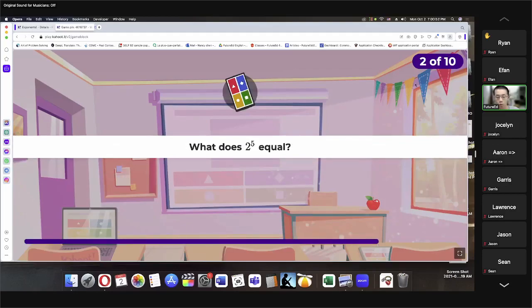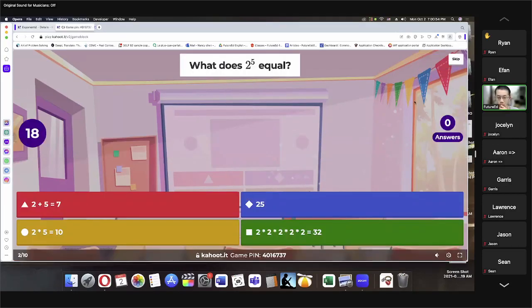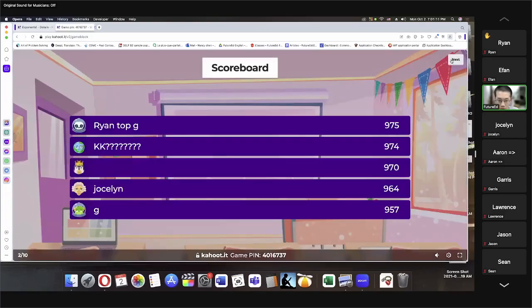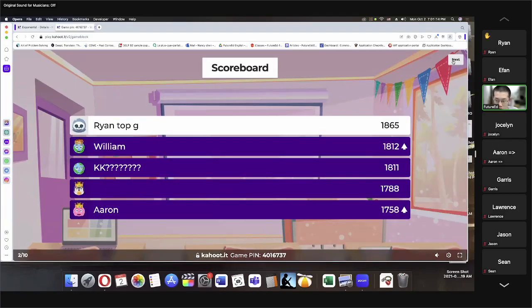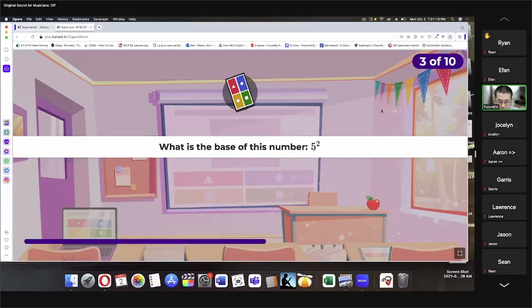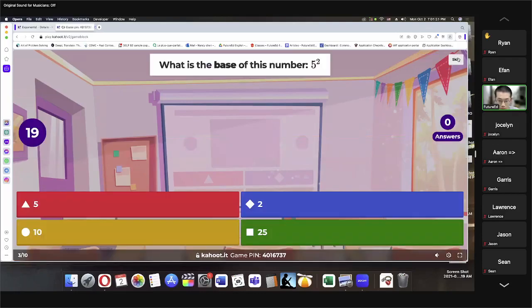What's 2 to the 5th equal? Okay, 8 answers. Let's go. Yes, everyone did get this one correct. I will move on. Remember, it's multiplication, and not just 2 times 5, it's 2 to the 5th power. So it's 2 multiplied by itself 5 times. All right, moving on.